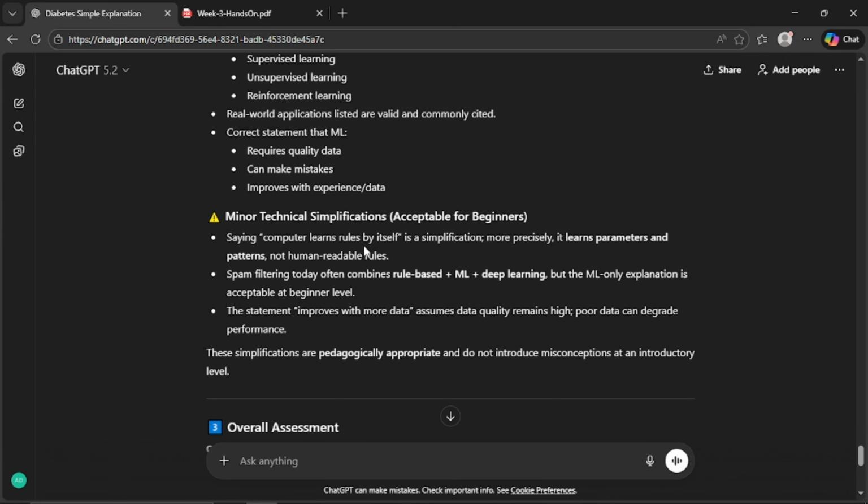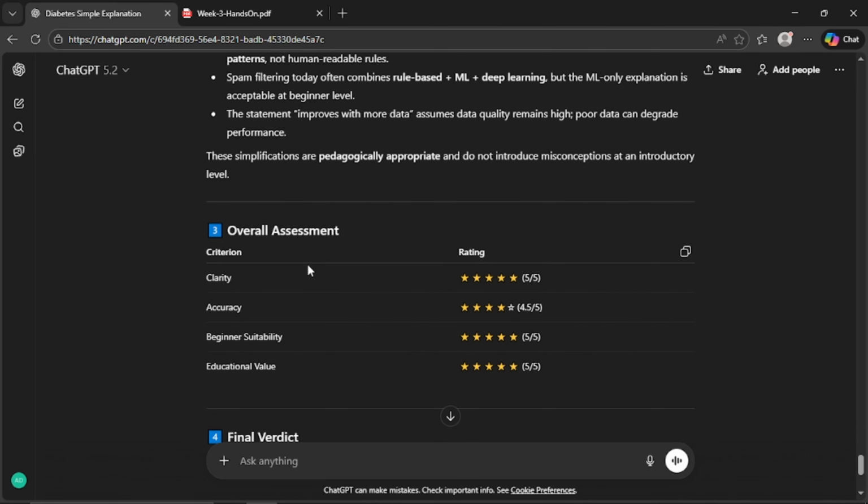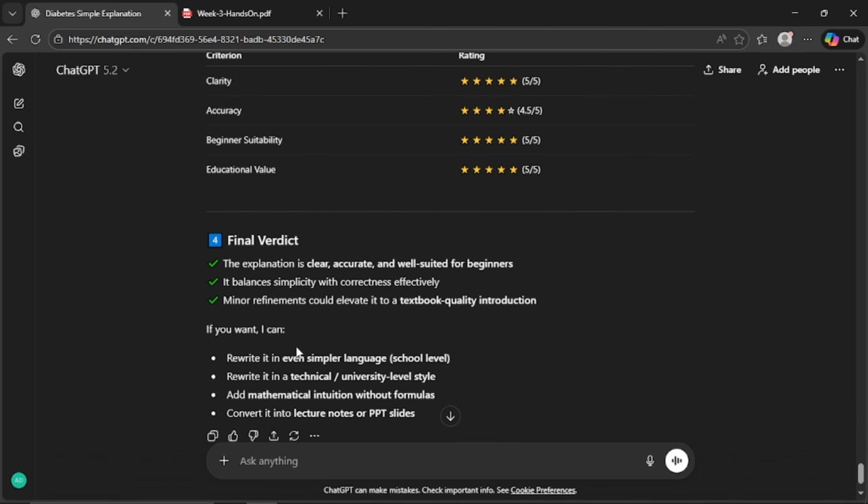Okay. Computer learns rules by itself. Okay, this is a simplification. More precisely, it learns parameters and patterns, not human readable rules. So these are some of the things. And then the overall assessment and the final verdict.